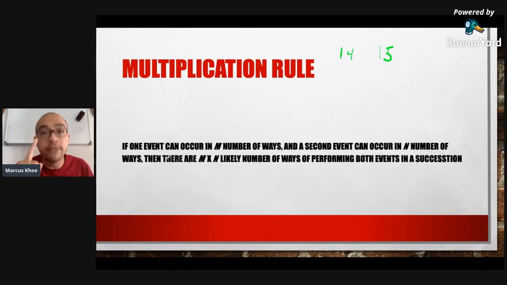So the first event is choosing a guy, obviously. Let's assume that all guys are guys and all girls are girls. So let's assume that there are 14 guys. So the event is you want to choose a guy. This can occur in 14 number of ways. Okay, I can choose Nigel, I can choose Haris, I can choose Ethan, I can choose Sakif, I can choose Aidan. There are 14 guys for me to choose from.